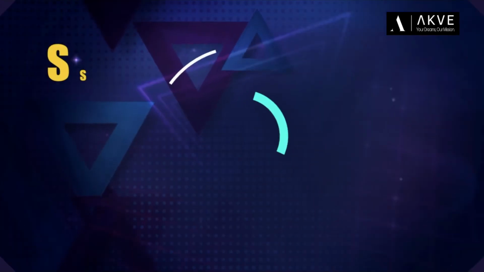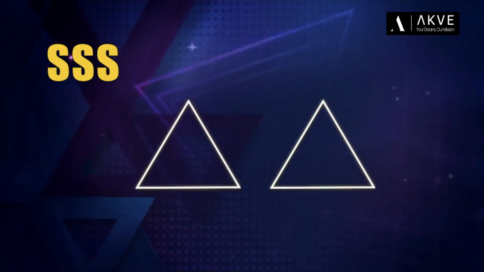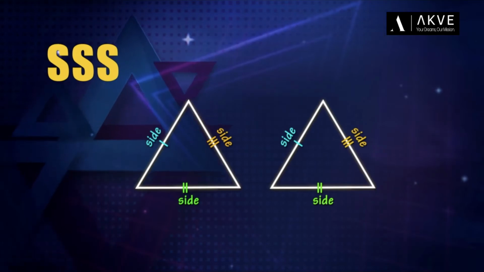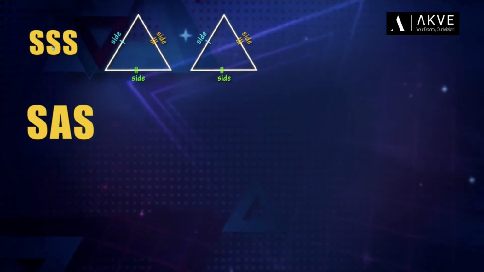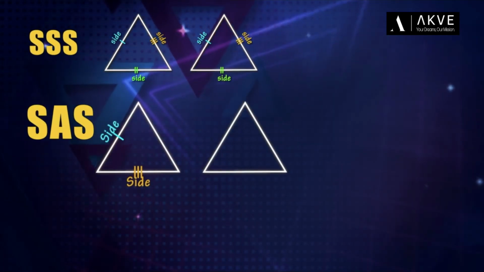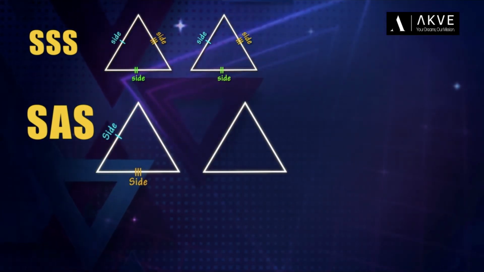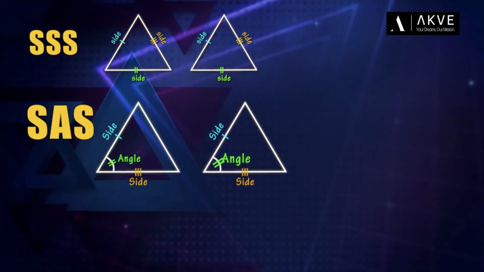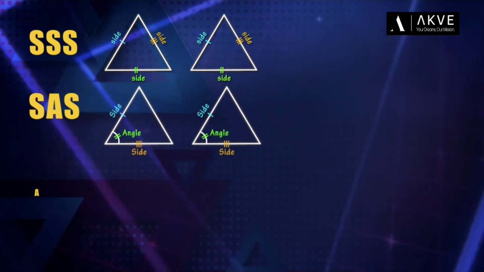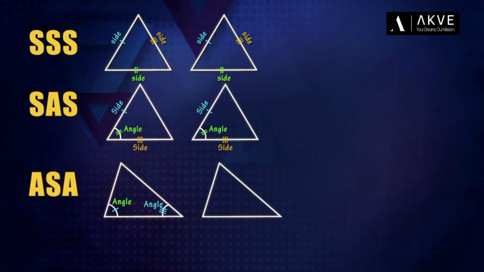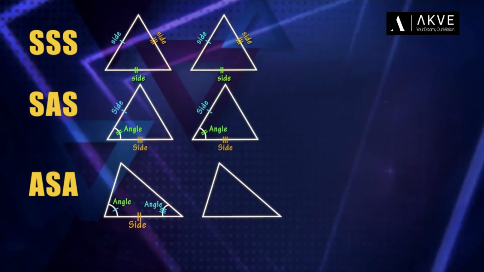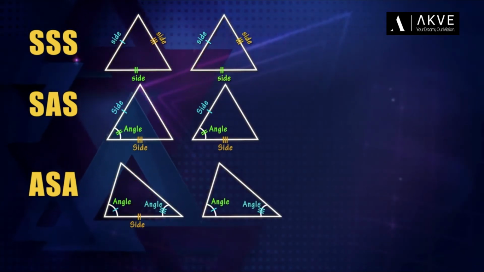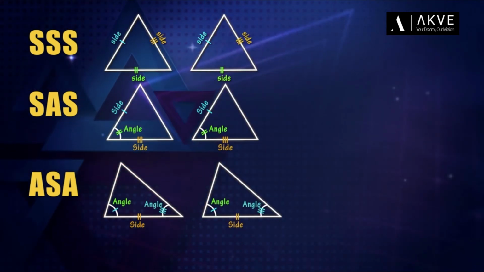They are SSS, in which all 3 sides of one triangle are equal to the corresponding sides of the other. SAS, in which 2 sides and the included angle of one triangle are equal to the corresponding sides and the included angle of the other triangle. ASA, in which 2 angles and the included side of one triangle are equal to the corresponding angles and the included side of the other triangle.